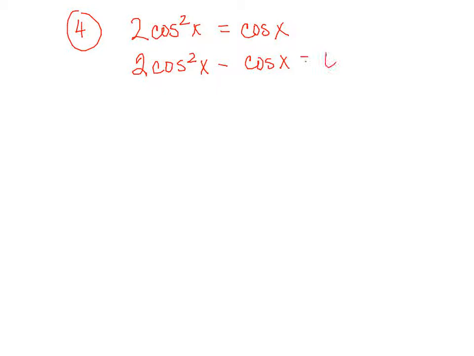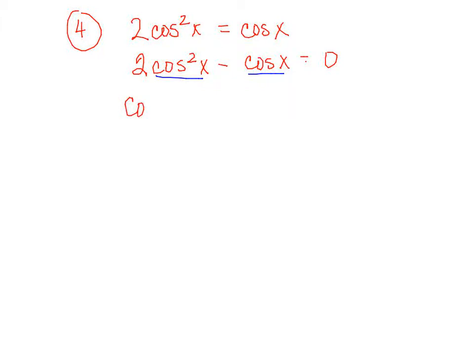Number 4. 2 cosine squared x equals cosine of x. Alright, currently this one is not set equal to 0. To be able to look at the factors and set them equal to 0, that's what we have to do first, is take the original equation and set it equal to 0. So we'll move the cosine to the other side, and it becomes negative. Now we can see that we have a common factor of cosine.